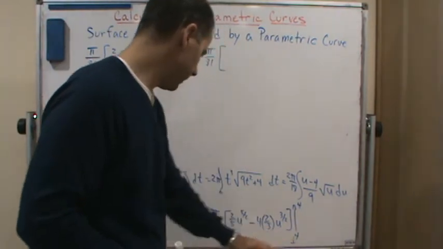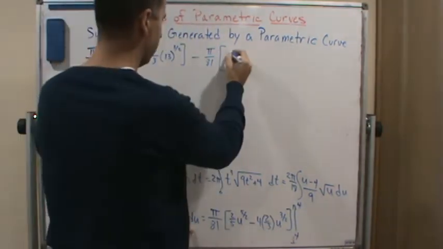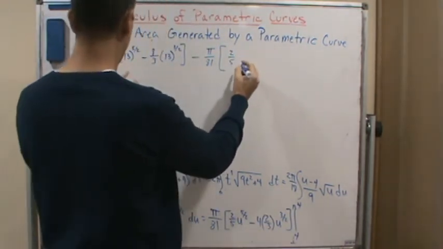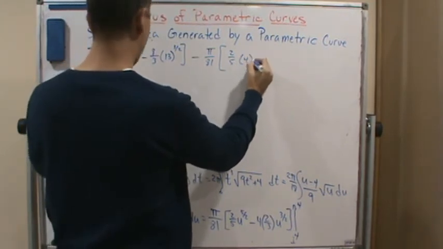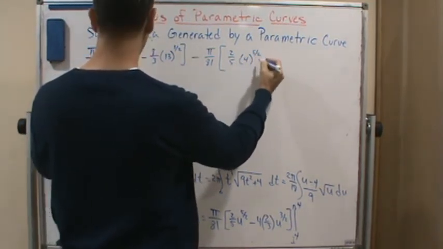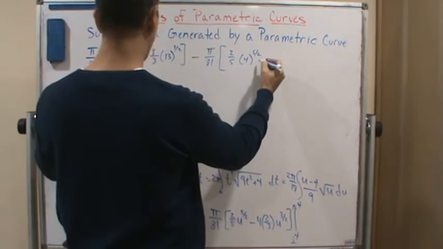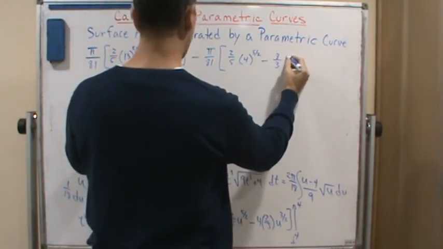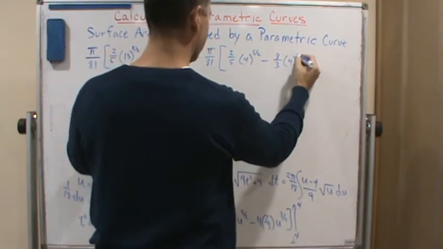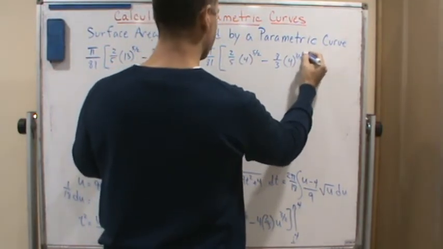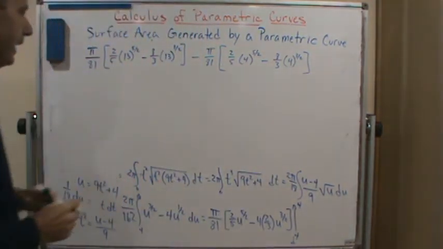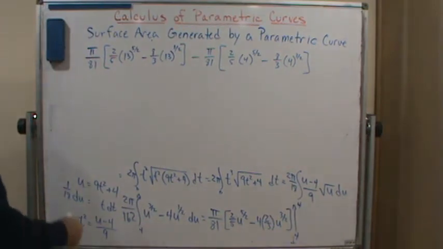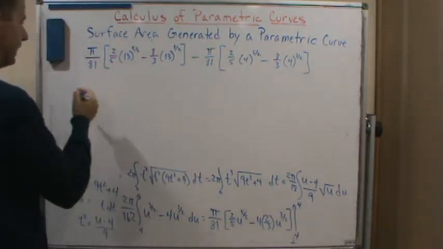Now it's going to be evaluated at 4. So this is going to be 2/5 times 4 to the 5 halves, minus 8/3 times 4 to the 3 halves. Okay, now we just need to simplify this and find what the exact answer is going to be.